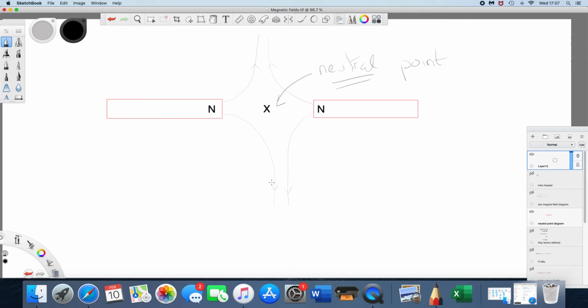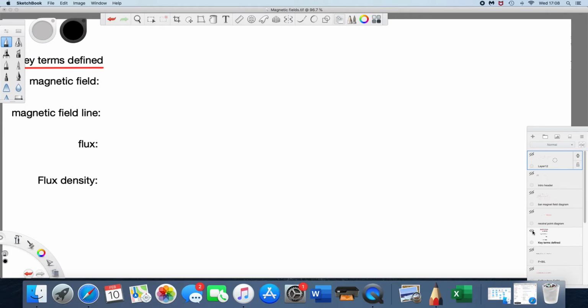So you've got why we call them north and south. You've got the pattern around a bar magnet. You've got the neutral point. You've got the idea that how tightly packed the field lines are is an indication of the strength of the field. So let's get a few definitions in place then.